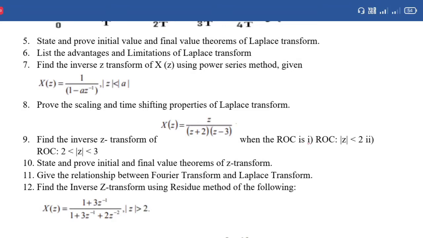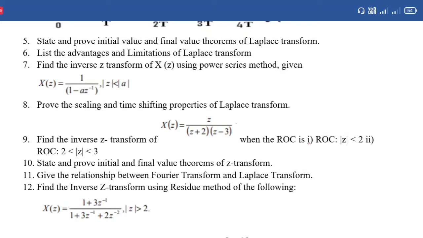X of z equals z by z plus 2 into z minus 3. Find the inverse z transform when the ROC is z greater than 3, or ROC is 2 less than z less than 3. State and prove the initial and final value theorems of the z transform.